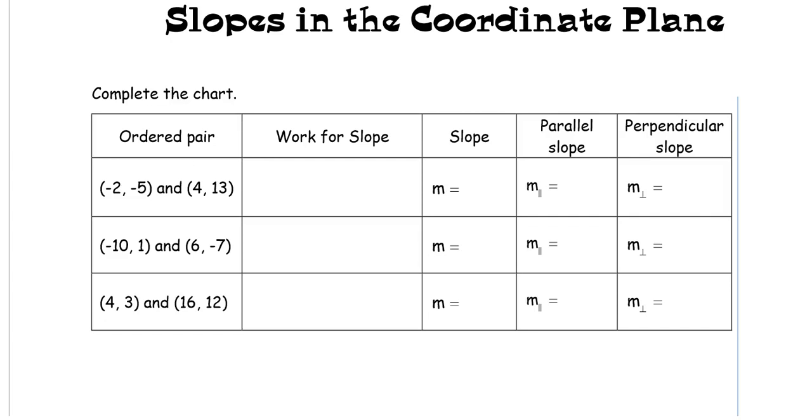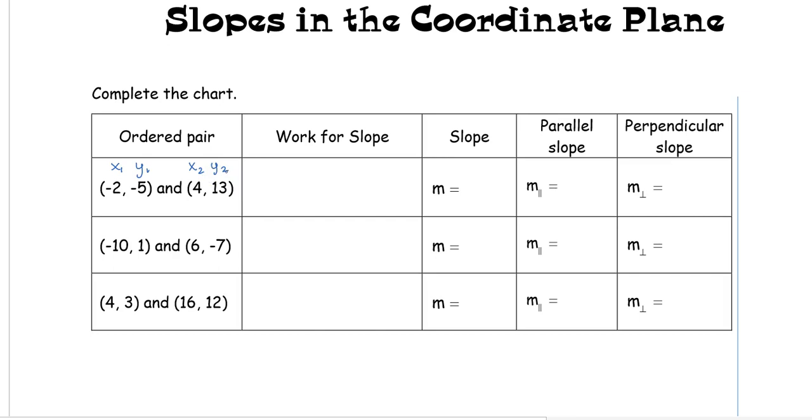Hello, today's video is on different slopes in the coordinate plane. So the coordinate plane, we have the coordinates are x and y. Remember, the first number listed is always the x. The second number listed will always be the y. So this is our first x, our first y. This is our second x and our second y.